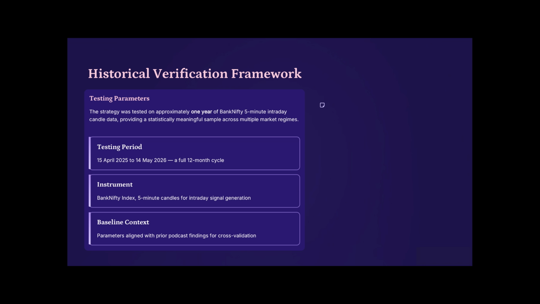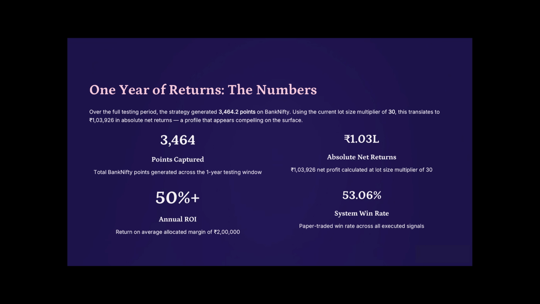The strategy made a total of 3,464.2 points over the test period. If we multiply this by current 30 lot size, that is 103,926 rupees in 1 year. With average margin of 2 lakhs, that is more than 50% return in 1 year. Win rate was 53.06%.